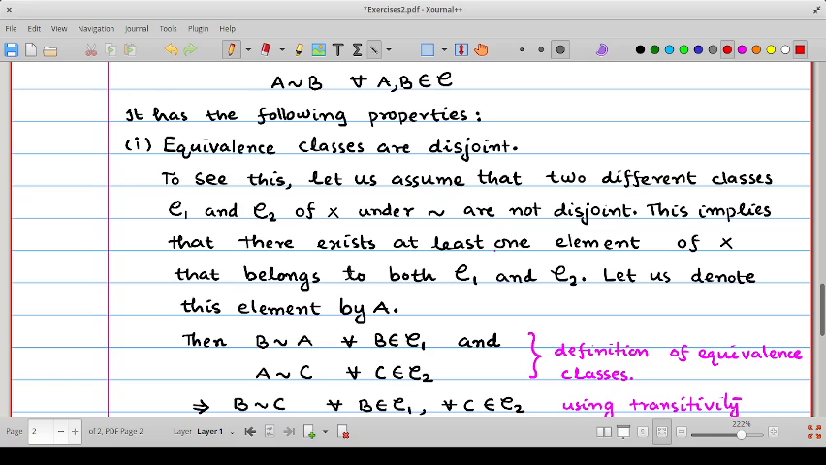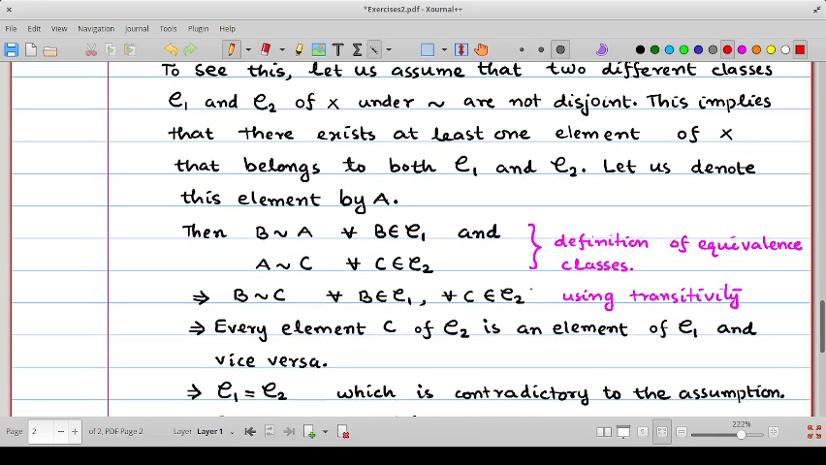So that means there exists at least one element of X that belongs both to C1 and C2, and we denote this element by A. So A is in the equivalence class C1 and A is also in the equivalence class C2. What is the meaning of the statement that A is in the equivalence class C1? An equivalence class is a set of elements of the original set which are equivalent to all the elements of that subset C1.